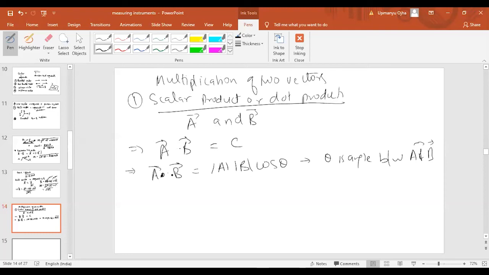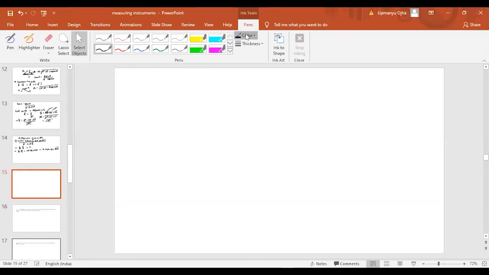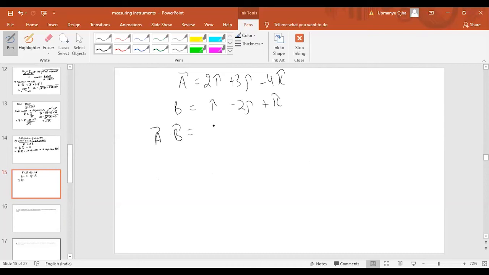Now, if I have to find, like one example I'm giving to you. If I take one example, like we have two vectors. Say we have A vector, which is 2 I cap plus 3 j cap minus 4 k cap, and B vector is I cap minus 2 j cap plus k cap. How to find A vector dot B vector? Now, to find A vector dot B vector, A vector is 2 I cap plus 3 j cap minus 4 k cap dot of I cap minus 2 j cap plus k cap.